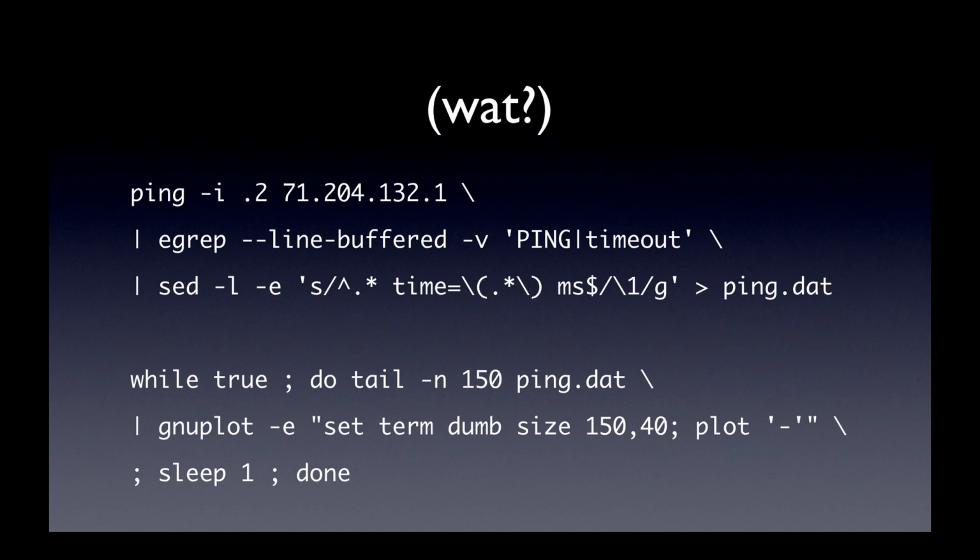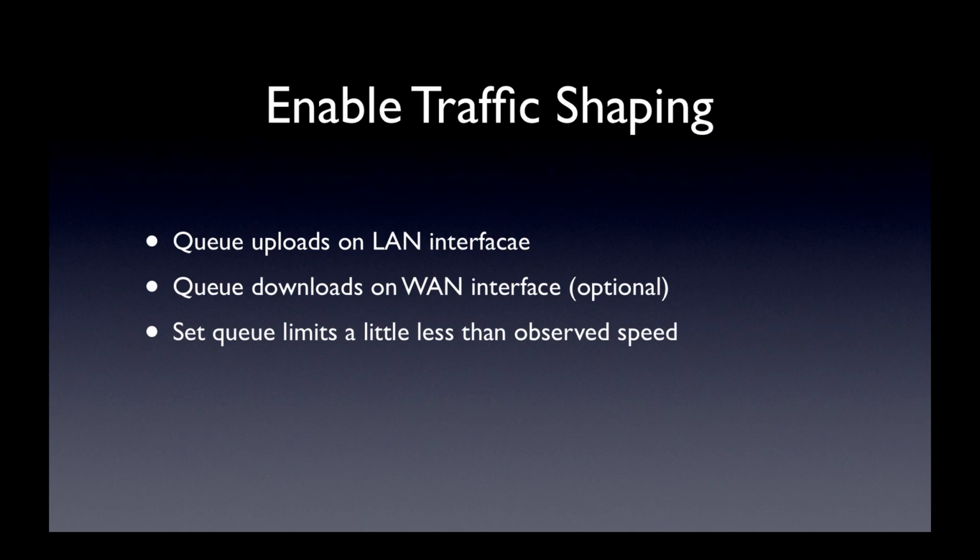I have a tiny GNU plot script that just sets the terminal size, and it's using a plot command with the dash as the input, which is standard input. Then every second, it's just rerunning that GNU plot command with the most recent 150 lines from that file. So you get a sort of scrolling view. It's pretty neat.